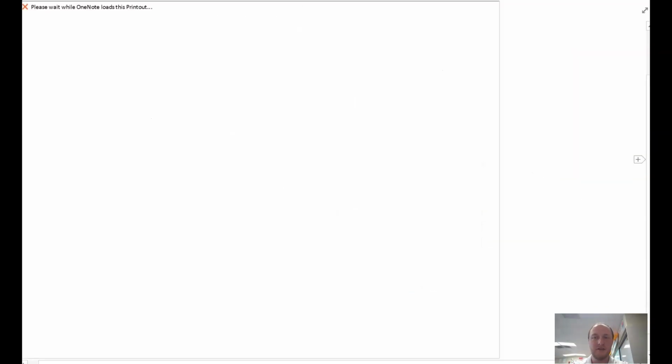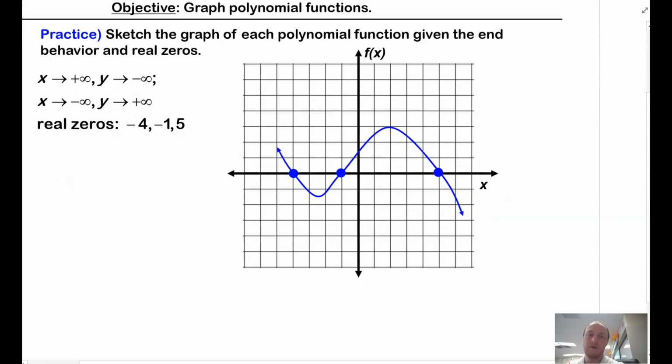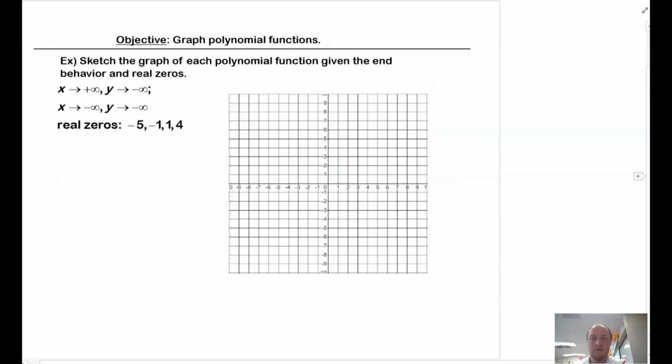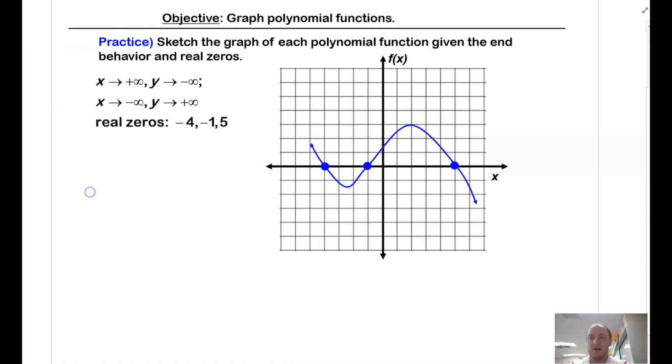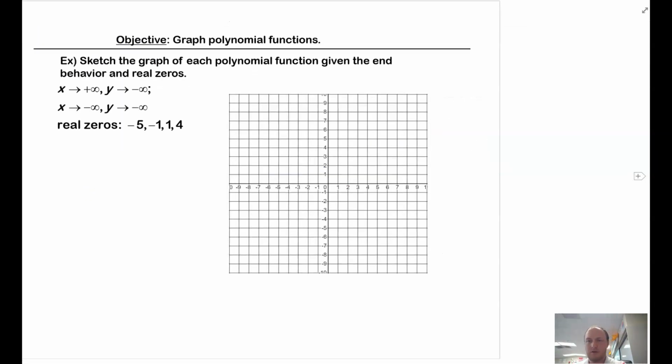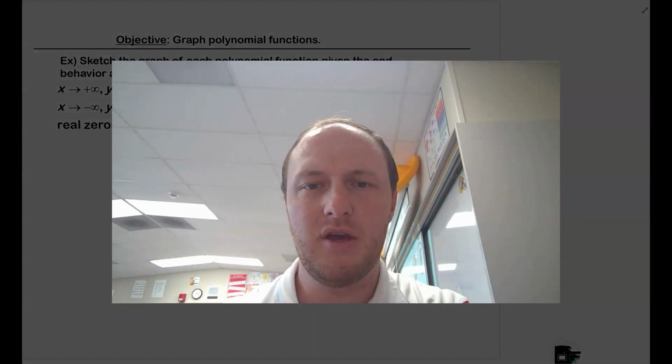Okay, hopefully you tried this. Here is what your graph should look like. Zeros at -4, -1, and 5. Oh, wait, sorry. And then your end behavior. Next practice problem. Oh, the next one's an example. I think what I'm going to do here, I'm going to pause the video. I'm going to make another one.